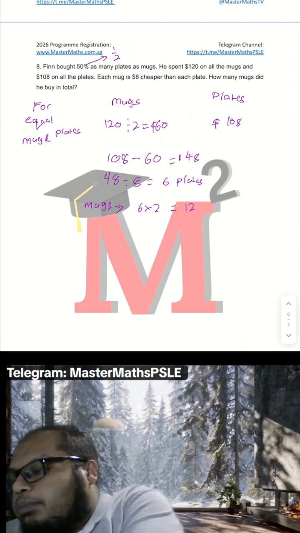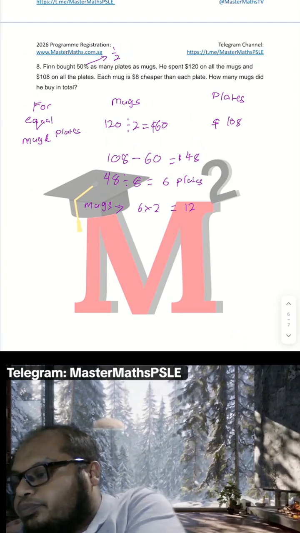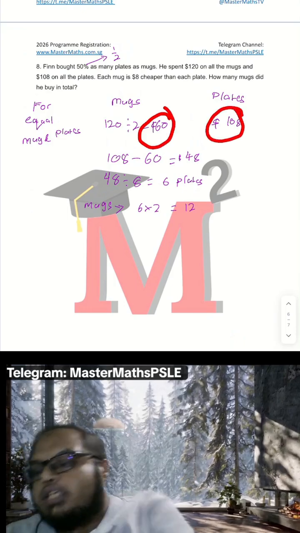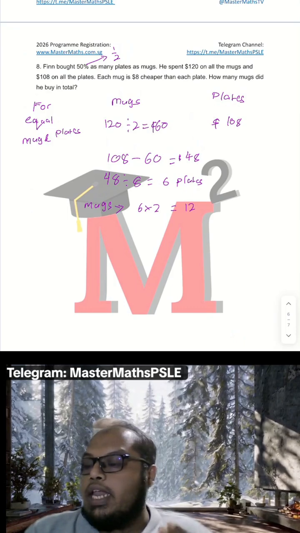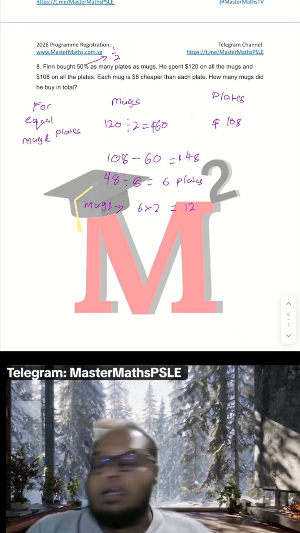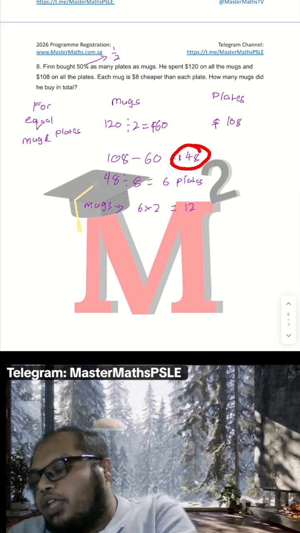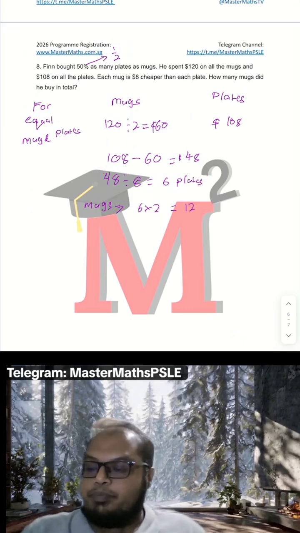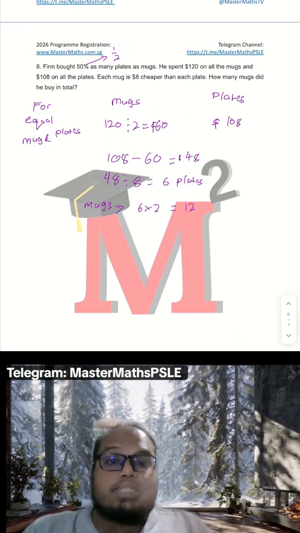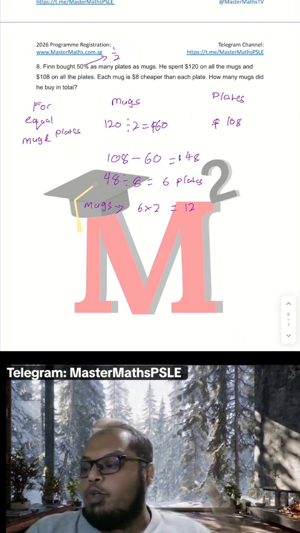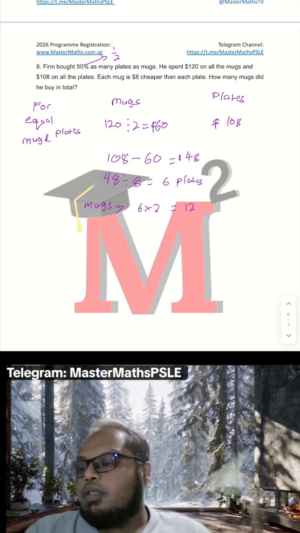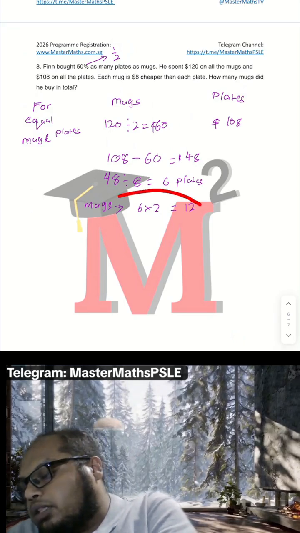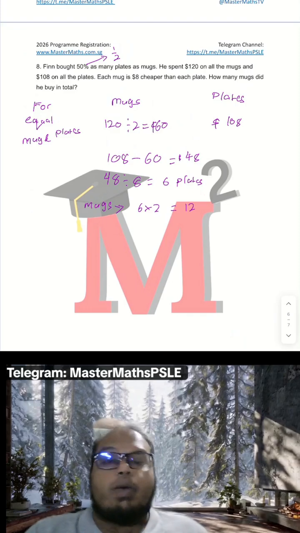So for an equal amount of marks and plates, it is $60 and $108. Because we know that the mark is $8 cheaper than the plate, I subtract and get 48. 48 divided by 6, I got 6 plates. 6 marks, 6 plates. But we already know that the marks are twice the plates, so lastly, I must multiply by 2. That is how I ended up with 12.